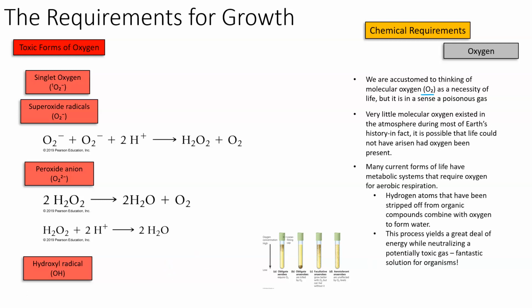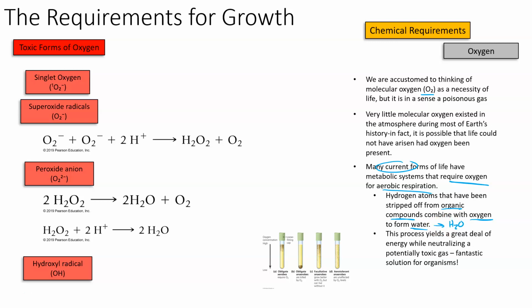Many current forms of life have metabolic systems that require oxygen. Again, the key word is current. There are a lot of current forms of life, like current microbes and current aerobic organisms like us, that now require oxygen for aerobic respiration, but that wasn't always the case. Hydrogen atoms that have been stripped off from organic compounds, aka the food that you eat, are combined with oxygen that you breathe in to form water, which is why we expel water in the form of water vapor.